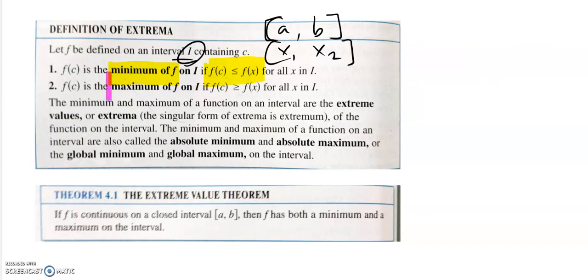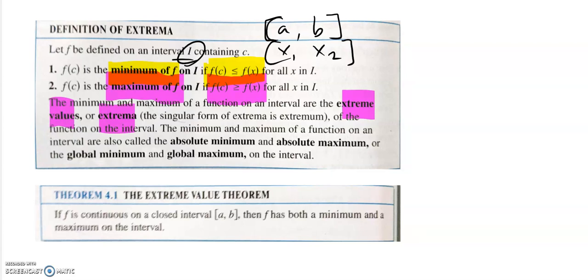The second one says the opposite. It's a maximum if f of c is the largest, the highest value. So again, remember f of c is the y value at c. If that y value is the largest, then we say it's the maximum. And the plural is the extrema, or the extreme values. Those mean the same thing.